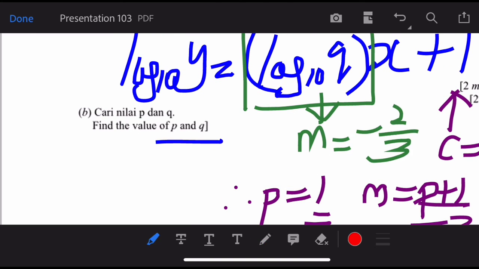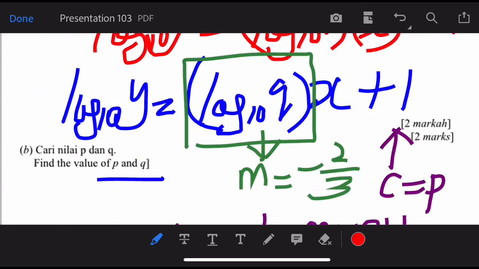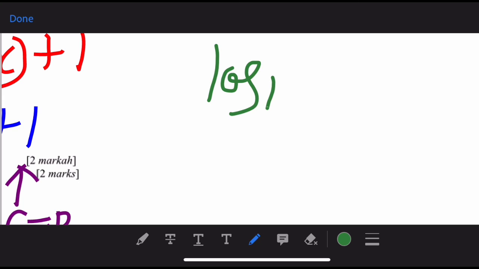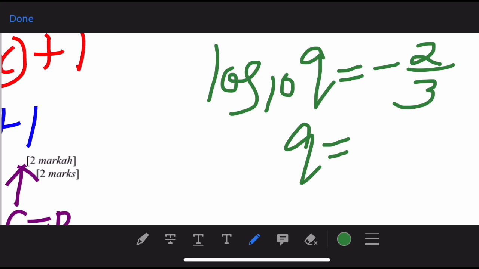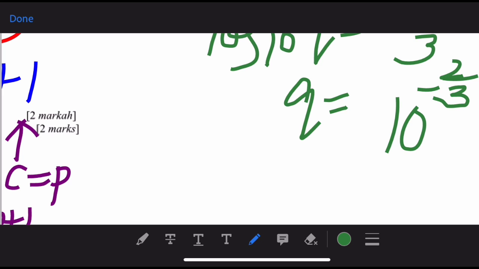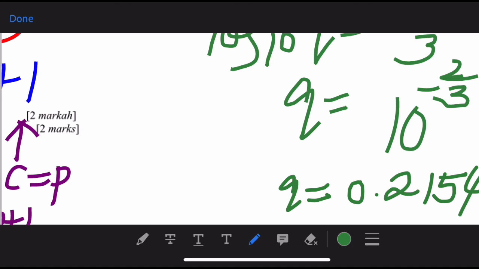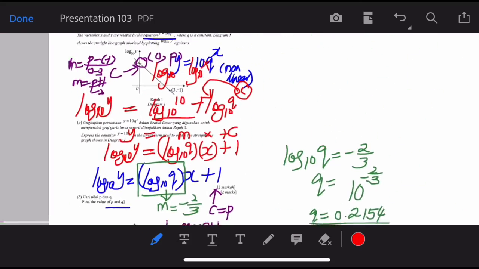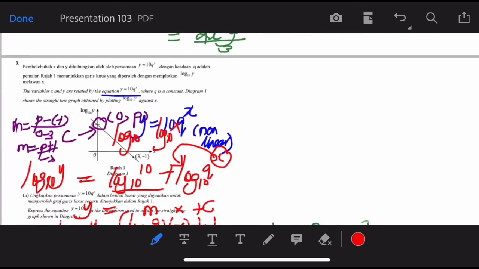So we are going to equate them. Log 10 q, let me write down over here. So log 10 q is equal to negative 2 over 3. That means q is 10 to the power of negative 2 over 3. And if you press a calculator, your q should be 0.2154. This answer must be in 4 significant figures, right? So this is quite challenging.